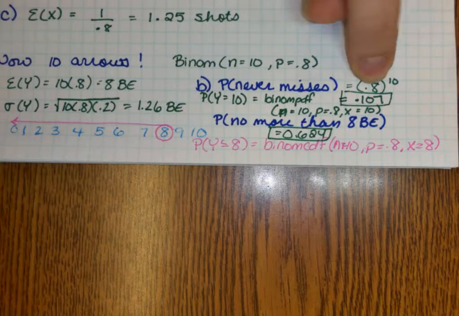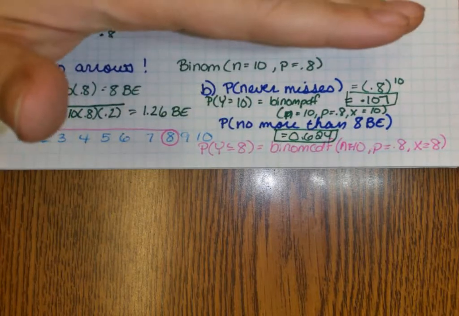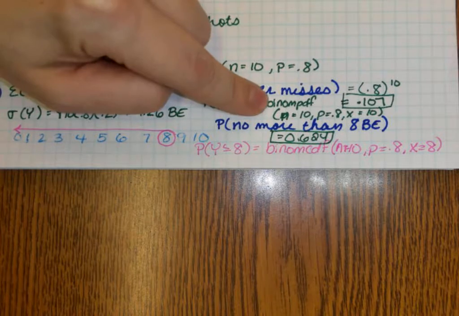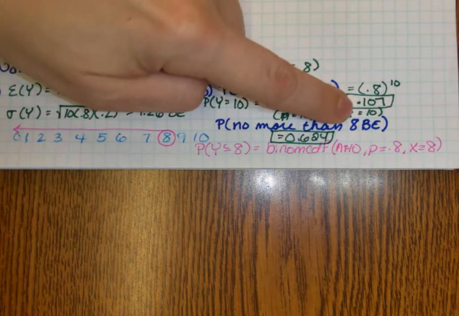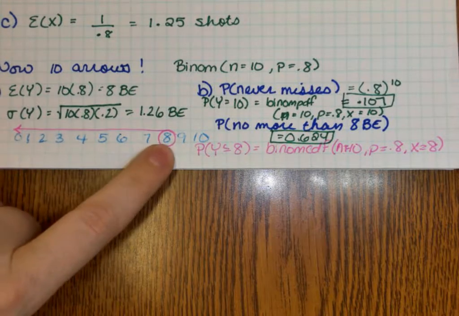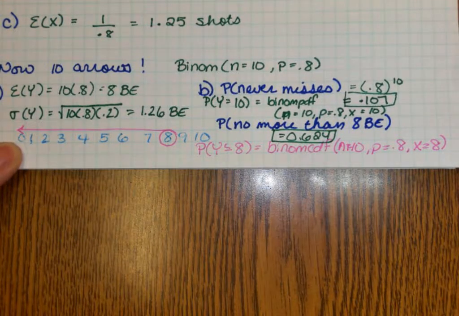I said never miss. That means 10 hits. So that's 0.8 to the 10th power. Or you could have done the binomial PDF with 10 successes. There are all sorts of different ways you could have done that. Or you could have done a miss probability of 0.2, and that means you have 0 misses. So lots of different ways to do that. No more than 8. 8 is included in that, but we are talking about the stuff to the left-hand side. So you can keep 8.